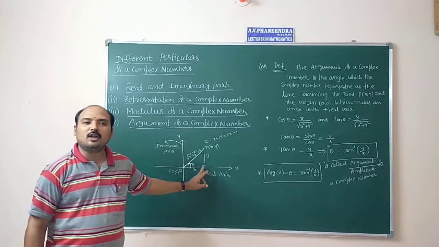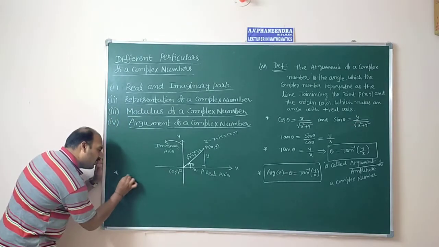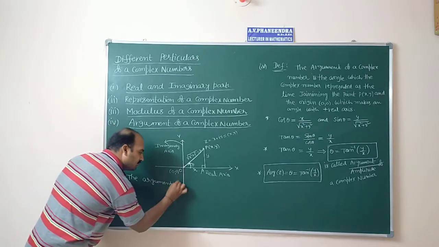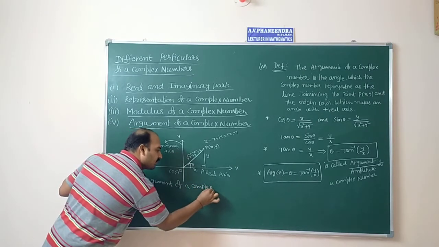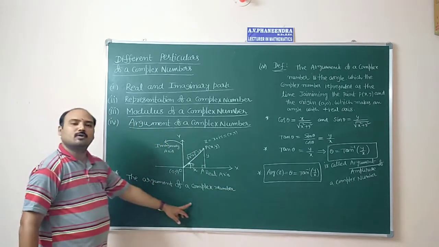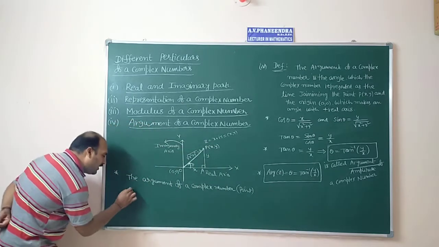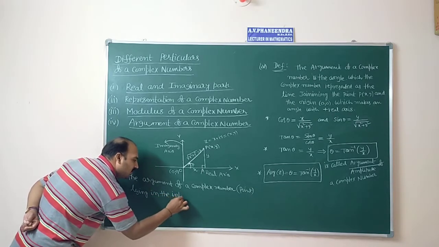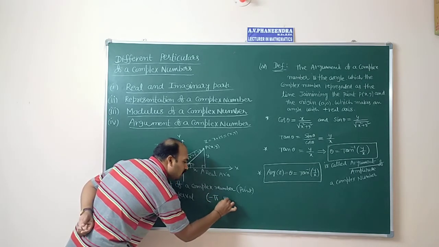Here we are discussing some angle. The argument of any point, that is, of a complex number, means any point (x, y), lying in the interval, the open interval of minus pi, closed pi.